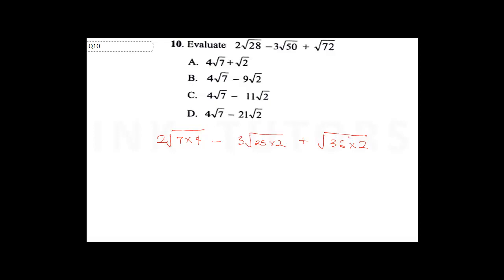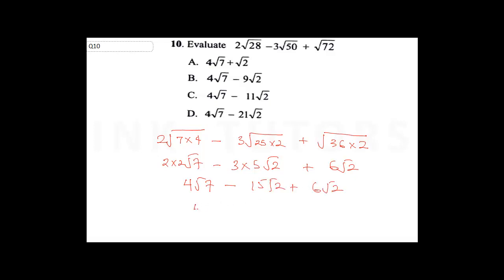Now notice something. Root 7 times 4. Remember that root 4 is 2. So you can decide to bring out this root 4 and call it 2. So instead of having this, you now say 2 times 2 root 7, minus, this will now be 3 times the square root of 25, which is 5 root 2, plus the square root of 36, which will now be 6 root 2. So this is 4 root 7 minus 15 root 2 plus 6 root 2.